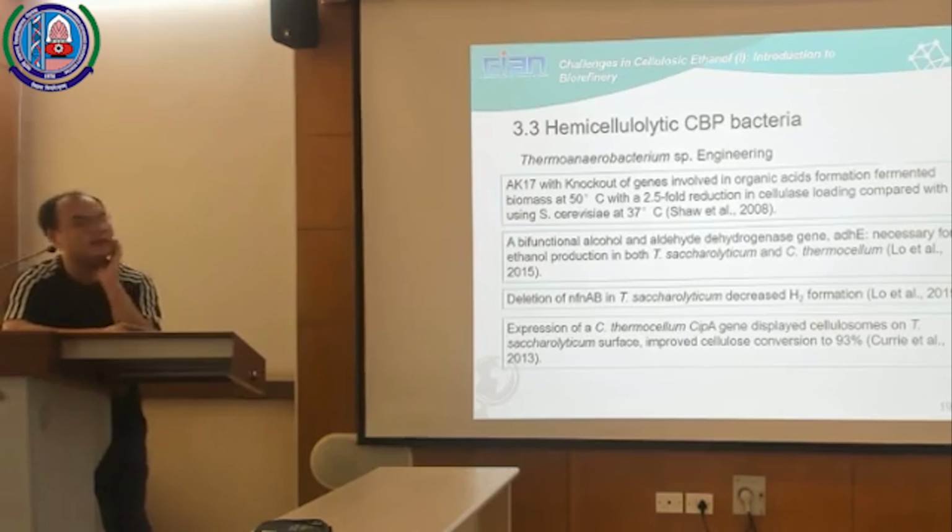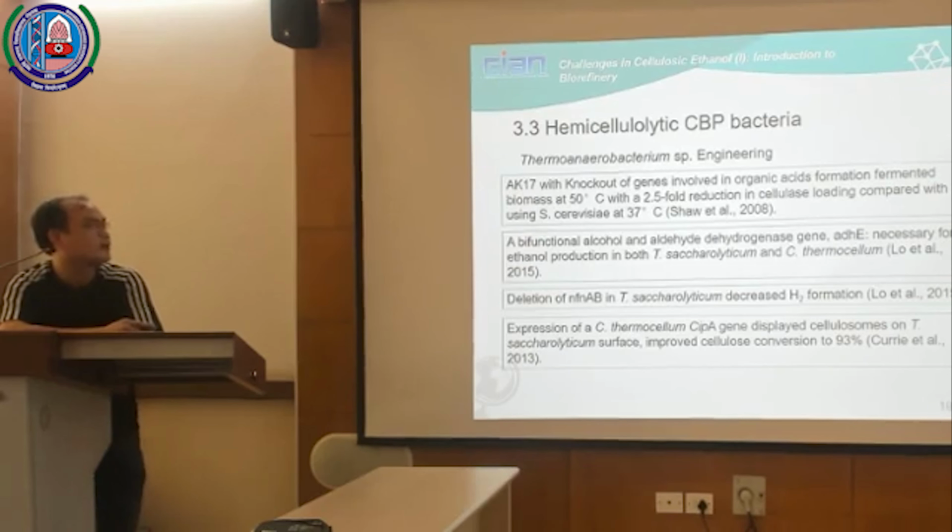Here I showed some engineering efforts for AK-17. The first effort is the knockout of genes involved in organic acid formation, which is very useful to reduce the formation of organic acids. Another effort is a bifunctional alcohol dehydrogenase and ADH genes. And someone also deleted this gene to eliminate the formation of hydrogen.